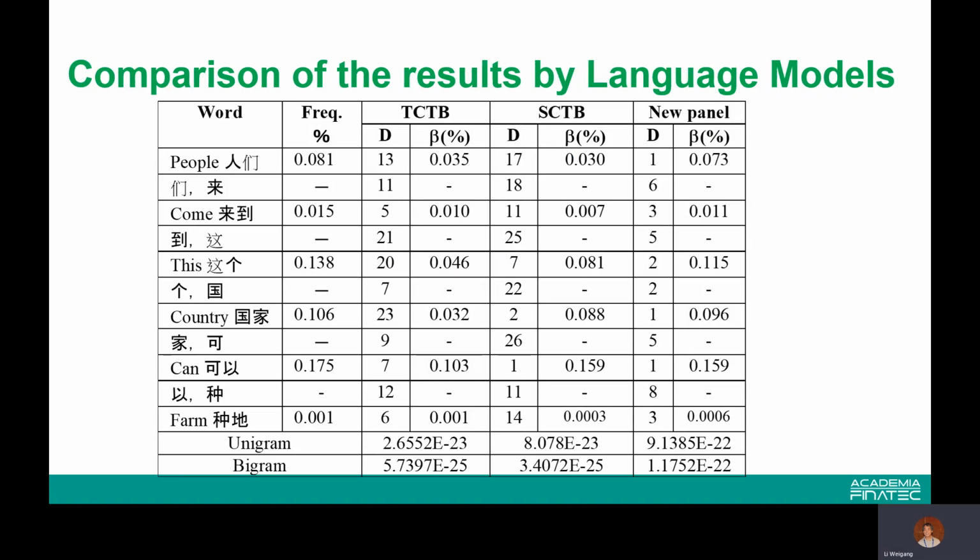This is a result of our computation for the efficiency of the typing by the language model. We have 3 cases: traditional Chinese typewriter, simplified Chinese typewriter, and the new panel. We can see the distance between ren, men, and the men, and with the beta, and finally using unigram and bigram, we can see the result.